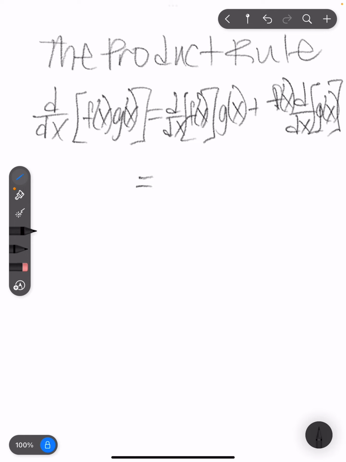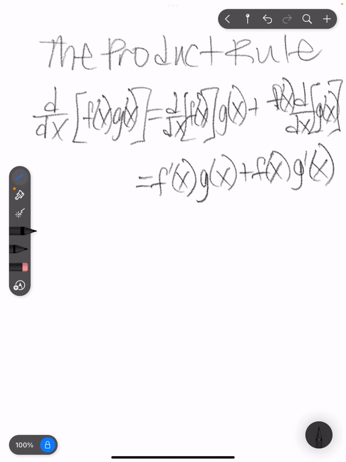And sometimes you'll see it written with the prime notation like this. There are various orders for the product rule, but this is the one that I find easiest to remember. With that being said, let's look at some examples.